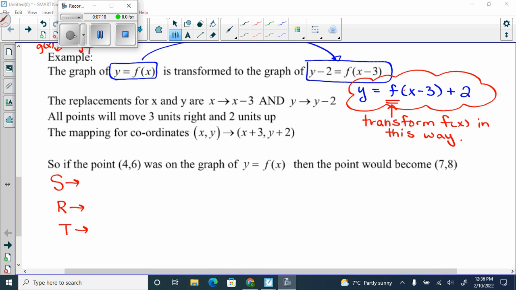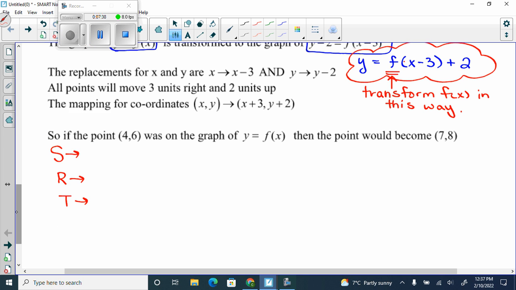S stands for stretches. We have not learned anything about that, so we're not going to fill anything in there. R stands for reflections. Once again, we have learned nothing. T stands for transformations or translations, and translations are the horizontal and the vertical ones, which is what we're talking about today, correct? So we're not going to fill in anything into the S, we're not going to fill anything into the R, we're going to fill into our T's. So we can't do this in short form, we have to write it exactly how I write it.